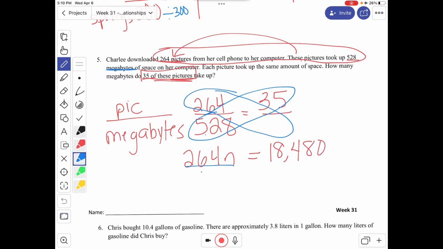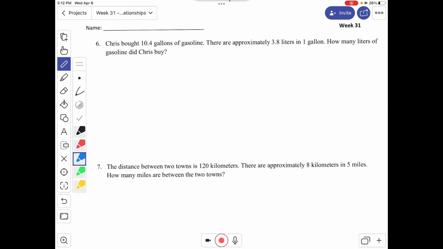And then you have to divide to figure out what n equals. It's a big number. Be real careful when you divide. Chris bought 10.4 gallons of gasoline. There are approximately 3.8 liters in 1 gallon. How many liters of gasoline did Chris buy?